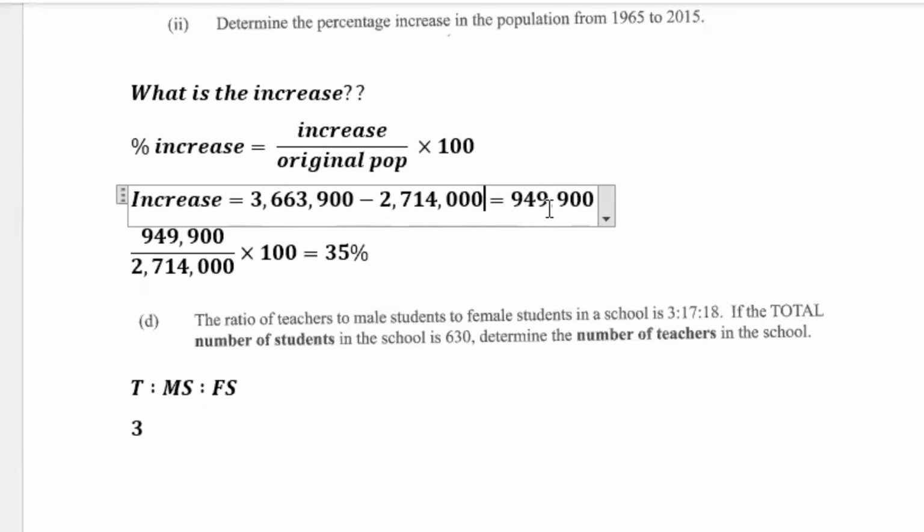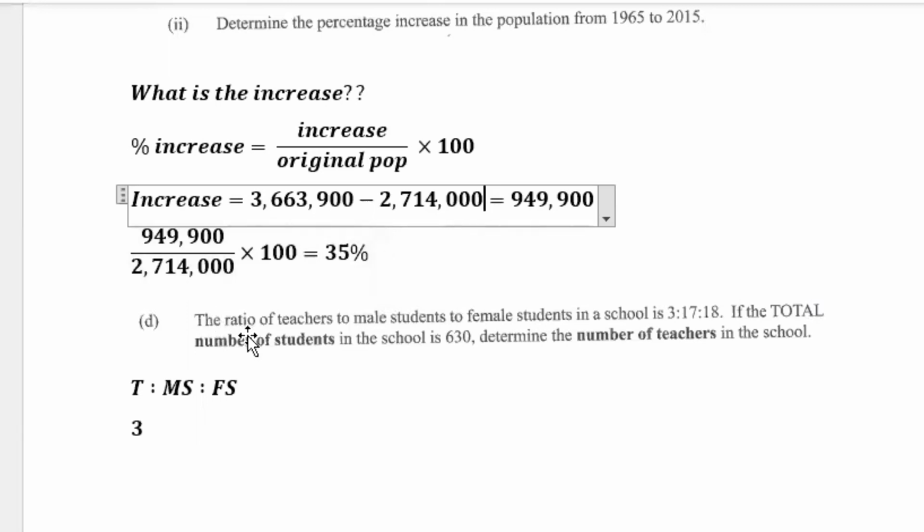Okay, very good. And then you're expressing this 949,900 over the original population, which is the population in 1965, and you multiply that by 100, and that is how you will get the 35%. So Keandre, you can let me know when you get the 35 so we can move on. You are the marker on this question. All right, very good. So she got it.